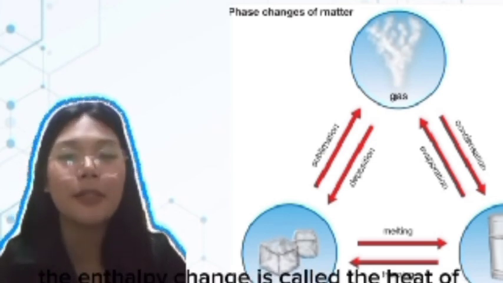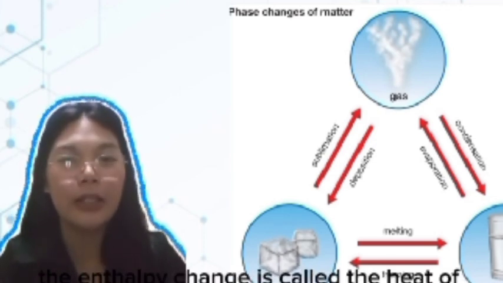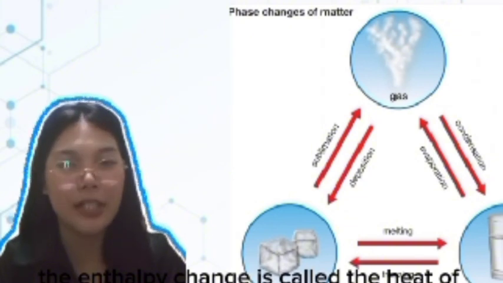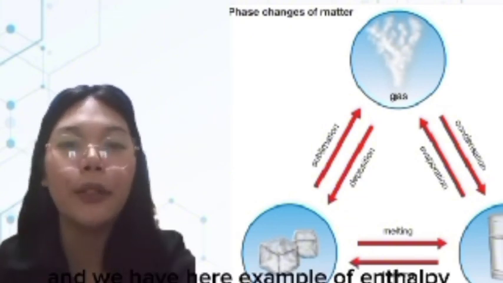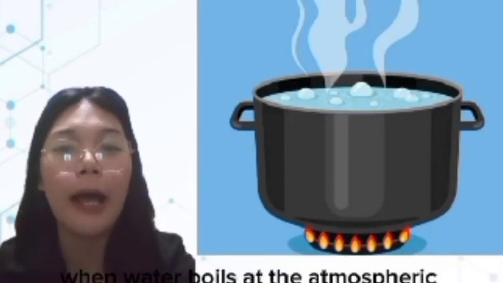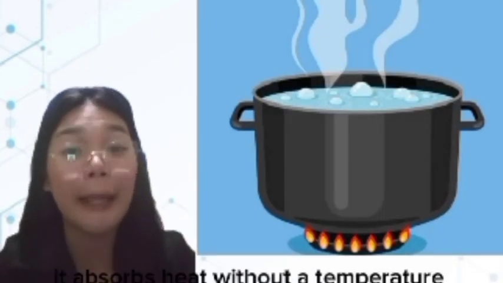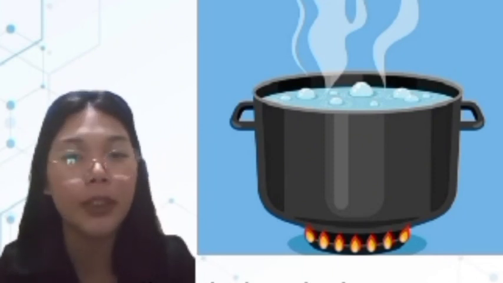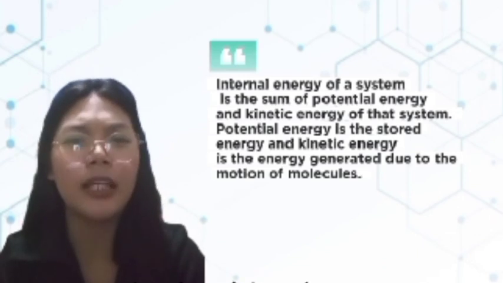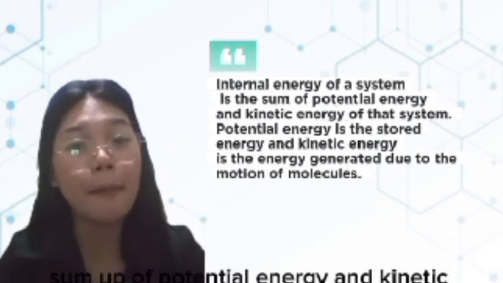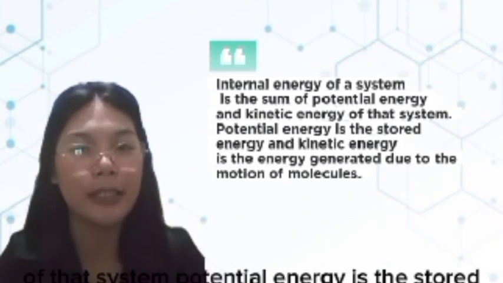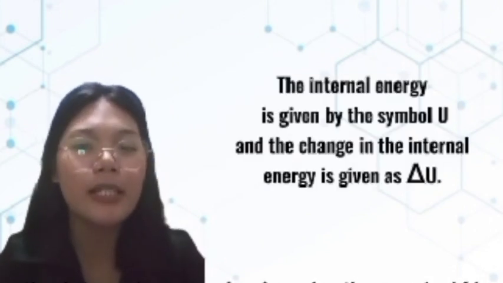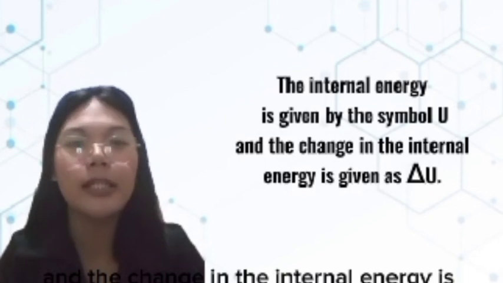And now let's proceed to the internal energy. When we say internal energy, it is the sum of the potential energy and kinetic energy of the system. Potential energy is the stored energy, and kinetic energy is the energy generated due to the motion of molecules. The internal energy is given by the symbol U, and the change in the internal energy is given as delta U. The change in internal energy at constant pressure is equal to the enthalpy change in the system.